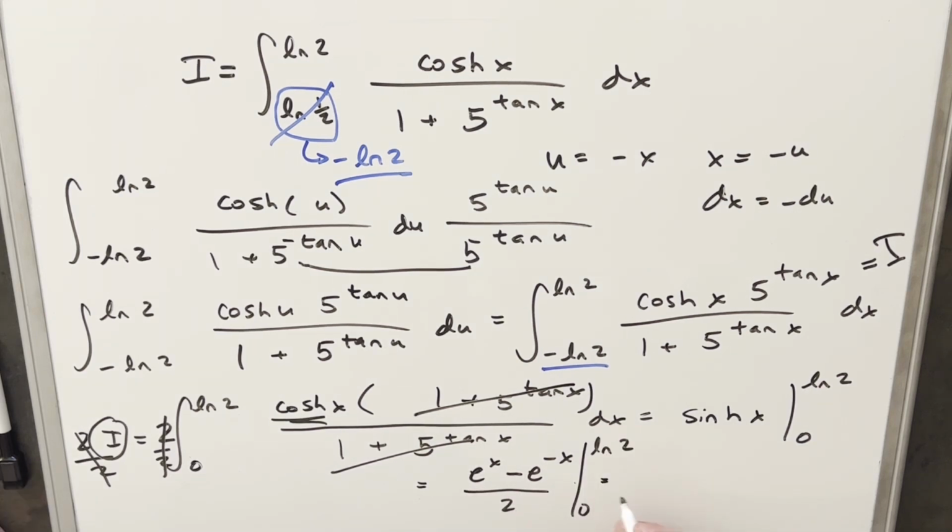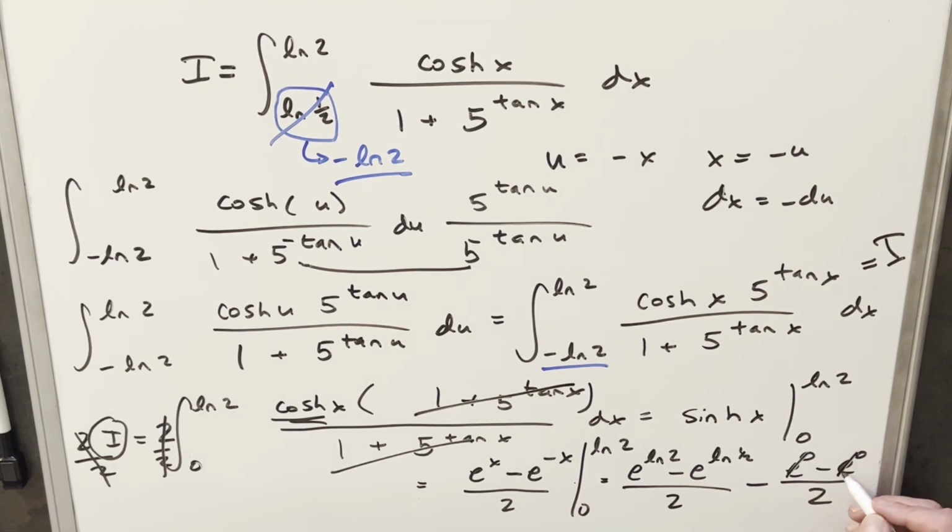And now we're just going to plug in values. So first plugging in ln 2, this is going to be e to the ln 2 minus e to the minus ln 2. But we found earlier that minus ln 2 is the same as ln 1/2, so I'm going to go back to that notation just for convenience. Then here we've got our 2. Minus, then we need to plug in 0. This is going to give me e to the 0 minus e to the 0, over 2. Well, e to the 0 is 1, e to the 0 is 1, 1 minus 1. This whole piece is going to 0.